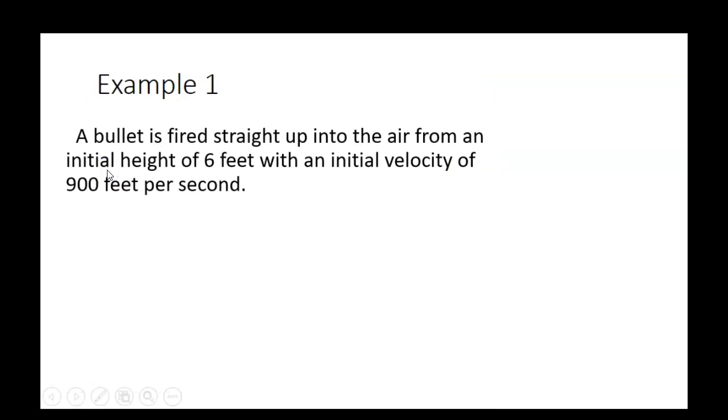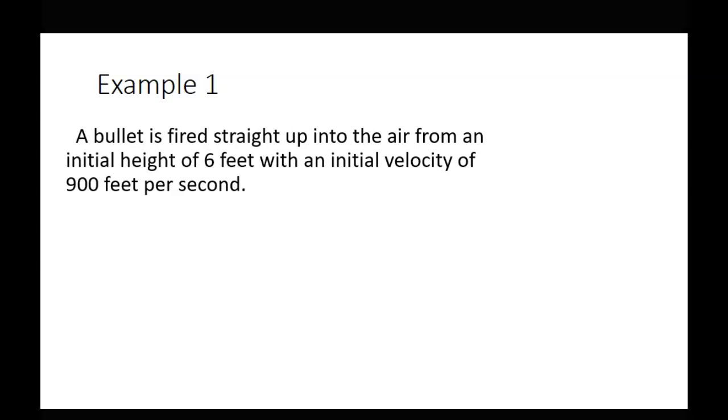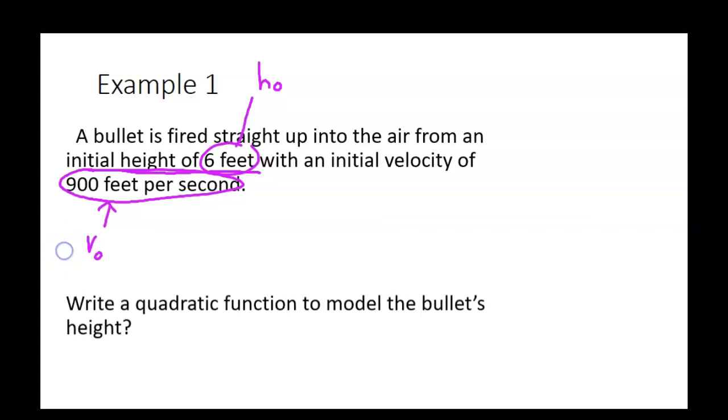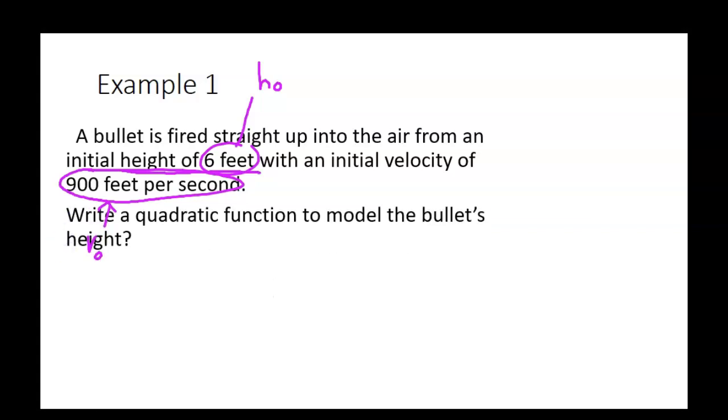Let's go ahead and jump in here. Example 1. On your notes handout here, I'm going to do the examples on the left. You're going to do the student practices on the right after I do the example, okay? So let's go ahead and do example 1. A bullet is fired straight up into the air from an initial height of 6 feet. So initial height, that's h0, isn't it? It's fired straight up into the air with an initial velocity of 900 feet per second. That's my starting velocity, right? So let's write the equation. Write a quadratic function to model the bullet's height.